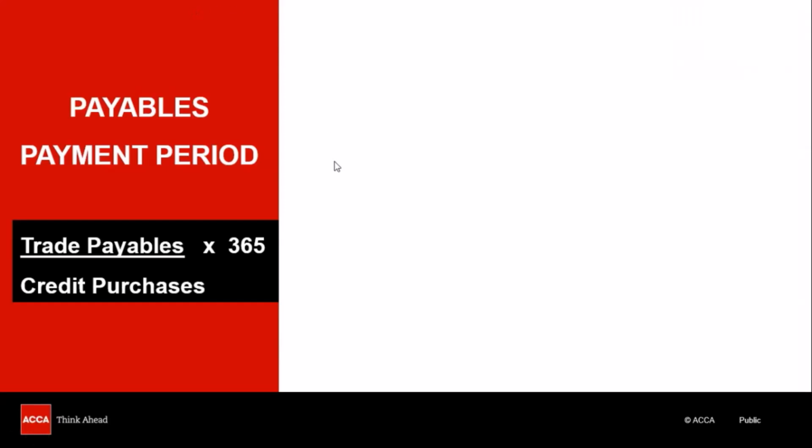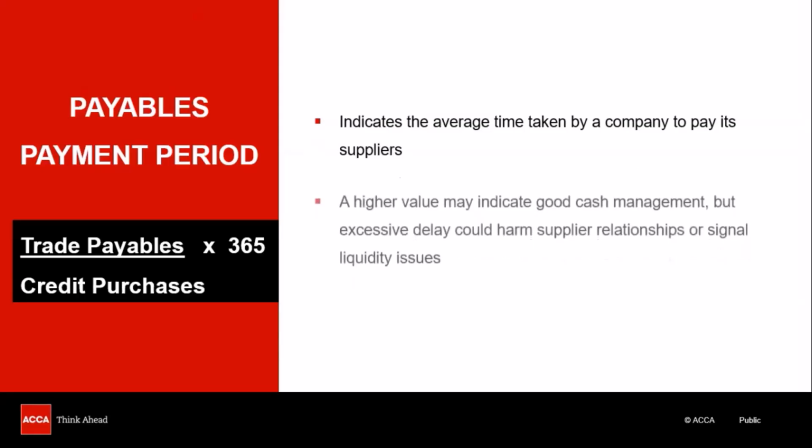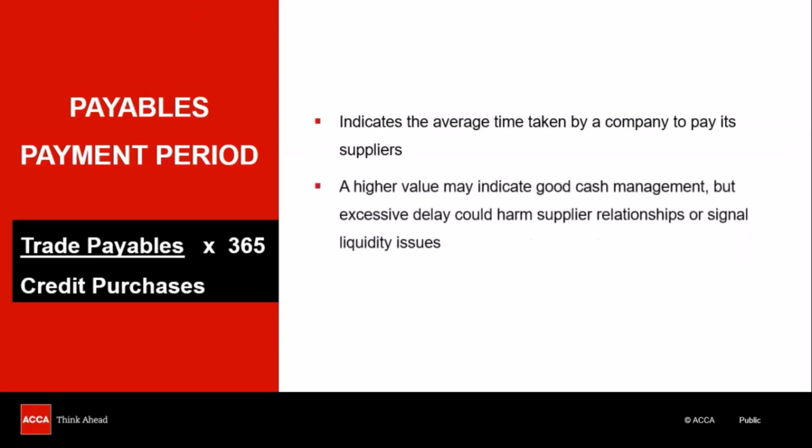Now let's discuss what payable payment periods actually mean. They indicate the average time taken by a company to pay its suppliers. Now, naturally speaking, everyone likes to delay making the payment and retain the cash for usage anywhere else in the business, maybe like for payment of certain bills or maybe purchasing more inventory. So a higher value may indicate good cash management. However, excessive delay could harm the supplier relationships.